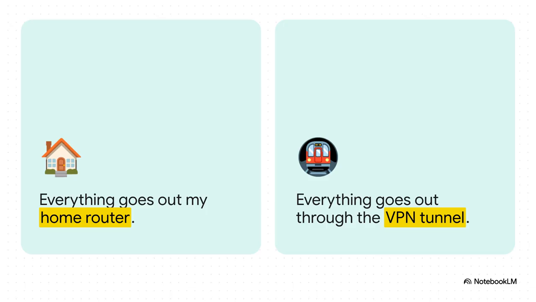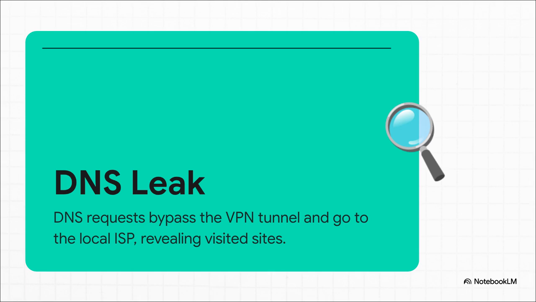Absolutely no exceptions. Now, there is a catch here, and it's a big one. It's called a DNS leak. Basically, a DNS leak happens when your device asks for the IP address of a website, and that request accidentally slips outside the encrypted tunnel, going straight to your local ISP. If that happens, all your encryption effort goes straight down the drain because your ISP still gets a neat little list of every website you're visiting.